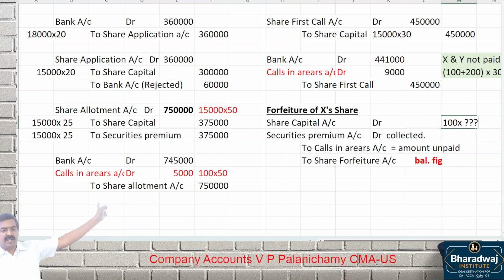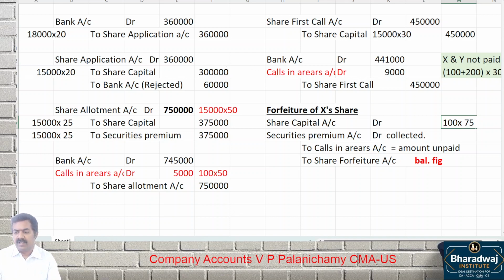So check. Application money how much? Application money 20. Allotment money 50, you said. For capital how much? Application money 20 goes to capital. Allotment money for capital 25. First call money 30. Total add, 75. 100 into 75.